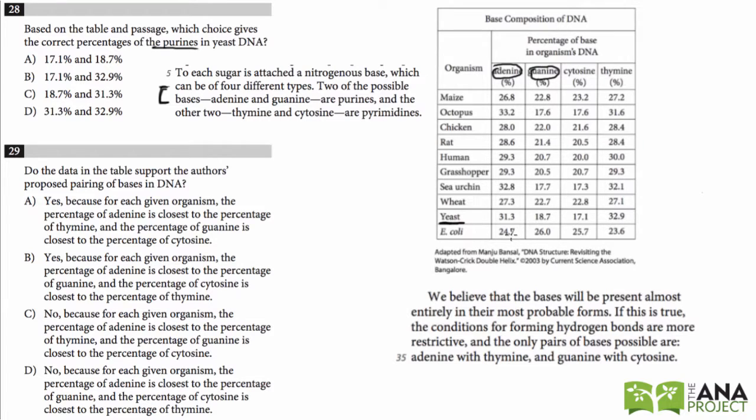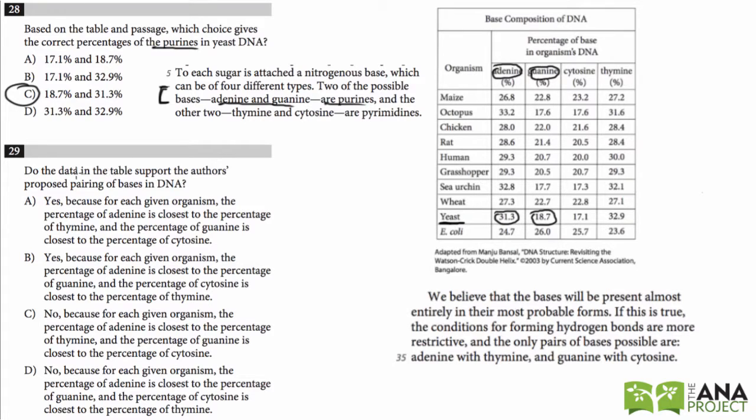And if we look at that, we see that the percentage for adenine is 31.3, and the percentage for guanine is 18.7. So all we have to do is look at the answer choices, and 18.7 and 31.3 is right here. So that matches up with the chart. We had to look at the passage to see that adenine and guanine are the purines, and then find the appropriate percentages in the chart. Now let's look at 29.